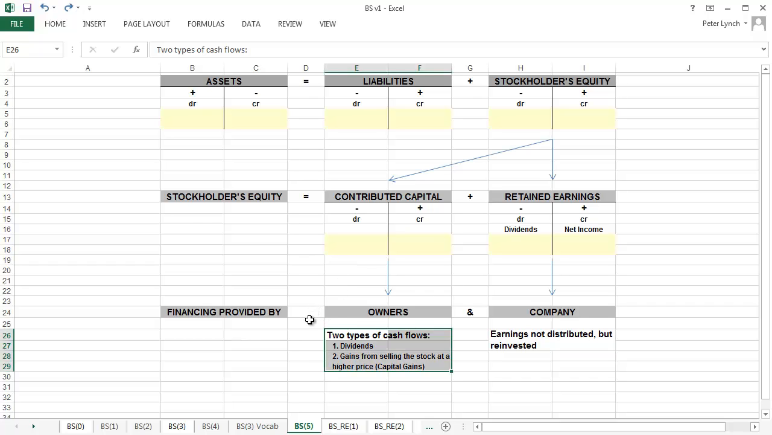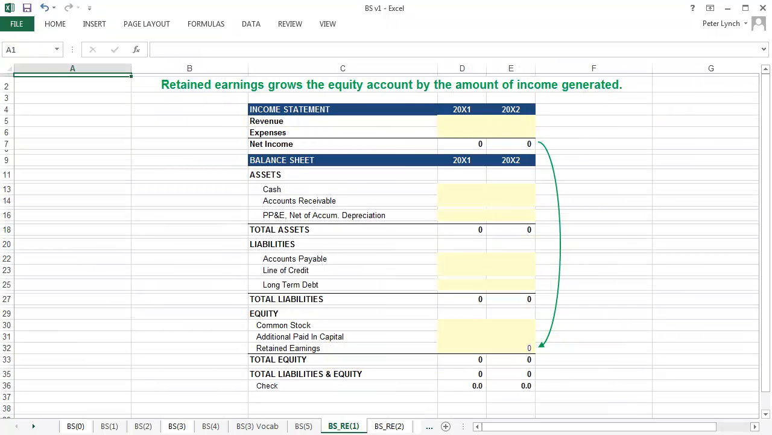Investors or owners are generally looking for two types of cash flows: dividends or gains from selling the stock at a higher price. The other component in stockholders' equity is retained earnings. And I wanted to point this out because you will see that in this equation, retained earnings grows with net income. This relationship is very important to keep in mind as you build financial models.